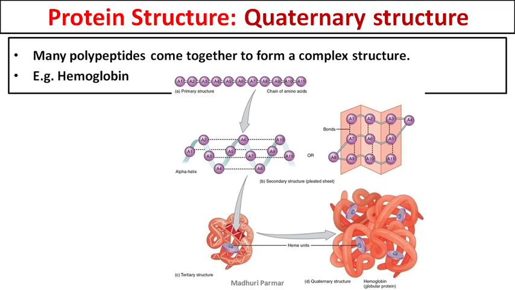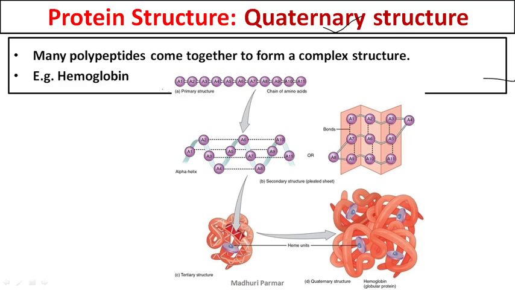After tertiary structure, you have the final stage. This is seen only in some proteins. It is called quaternary structure. Quaternary structure is when many such tertiary structured polypeptides or proteins come together and form a complex. An example is hemoglobin. Just look at this diagram here.